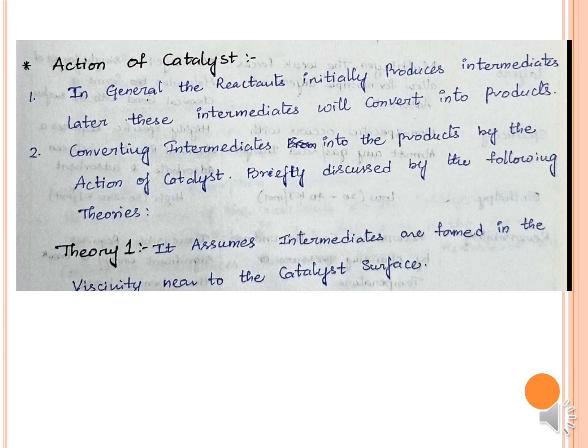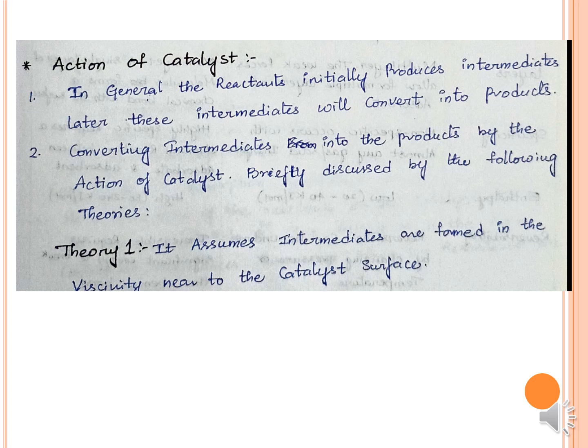Now we are going to discuss the action of the catalyst. Last topic for today's class is action of the catalyst. In general, the reactants initially produce intermediates. Later, these intermediates will convert into products. Converting intermediates into products by the action of the catalyst is briefly discussed by the following theories. There are 3 different theories. The first theory tells about that.